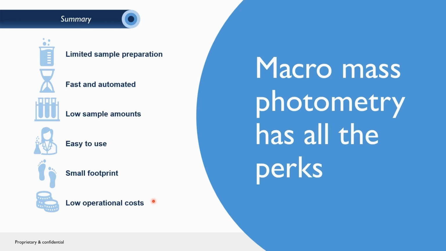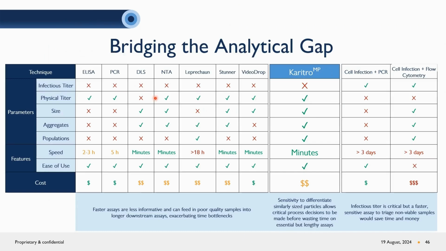Karitro is able to bridge the analytical gap between techniques which are fast but poorly informative and techniques which are critical, very informative, but very time-consuming as well. The Karitro value is that being so fast, it can be used during the process to monitor how this is going, and it can be used to take further decisions on the process itself or triaging the samples for further analytics such as infectivity assay, effectively saving time and resources.